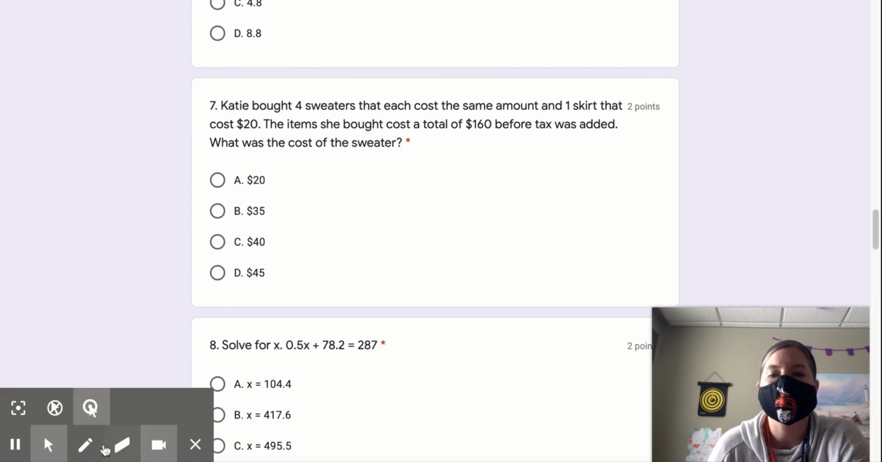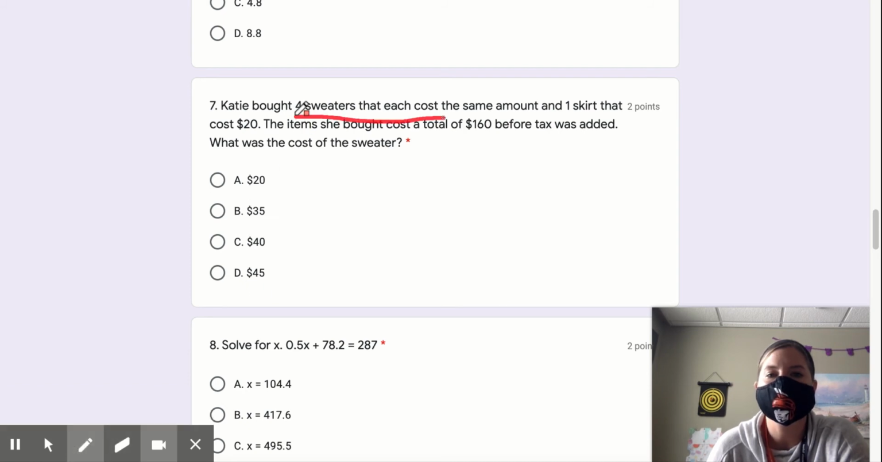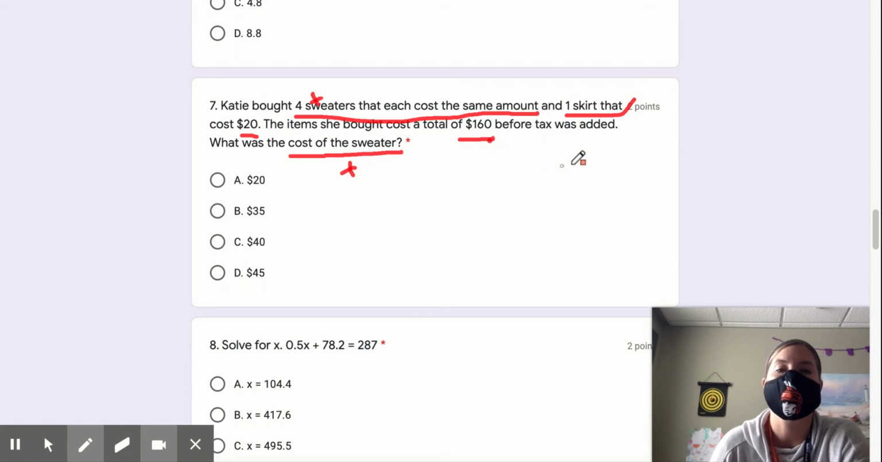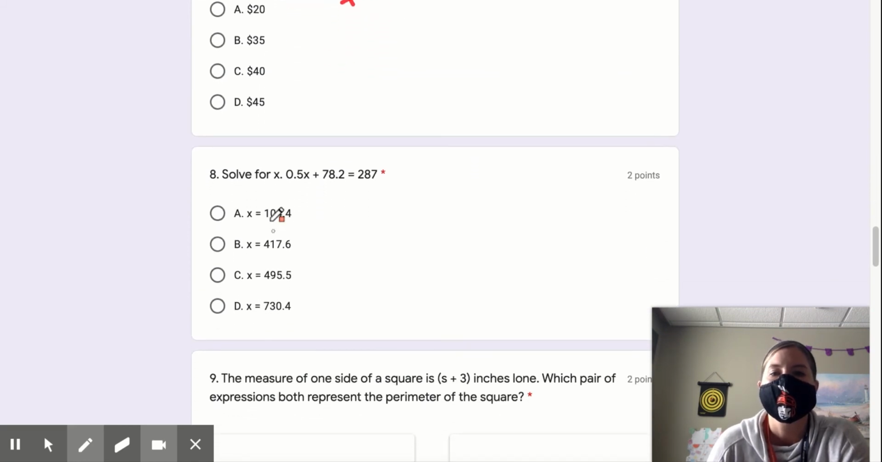Kitty bought 4 sweaters that each cost the same amount and 1 skirt that cost $20. The items she bought cost a total of $160 before tax was added. The cost of the sweater is X. Remember, X goes with sweaters. Well, where's sweaters? Oh, right here. X goes with this number. So 4X plus what equals what? And then you have to solve it. Do it on your paper. Solve for X.